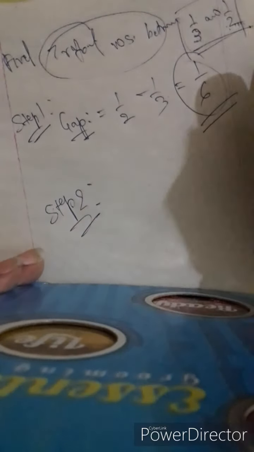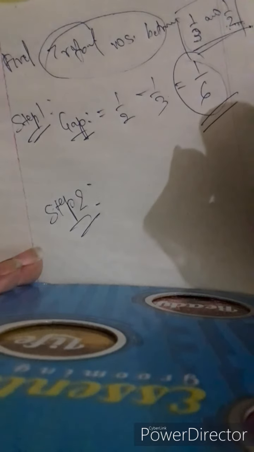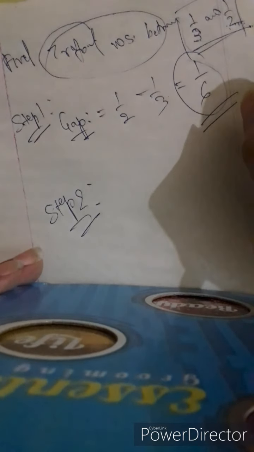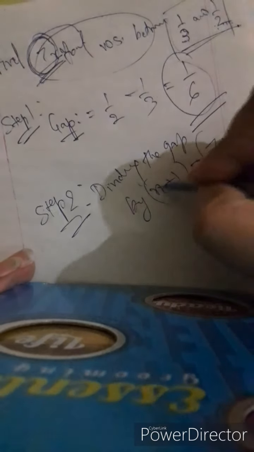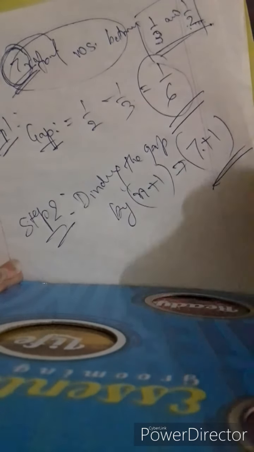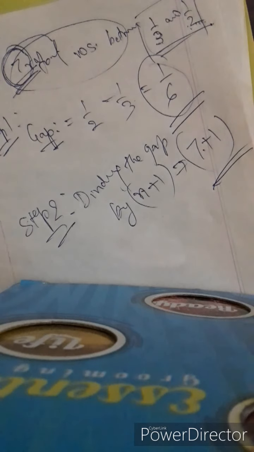All right, so step 2 now. This was step 1. Step 2 is dividing the gap by 7 plus 1. Why? Because we have to find 7 rational numbers. So we divide the gap by the number of rational numbers we require to find plus 1, that is n plus 1. Here it is 7 plus 1, since we have to find 7 rational numbers.